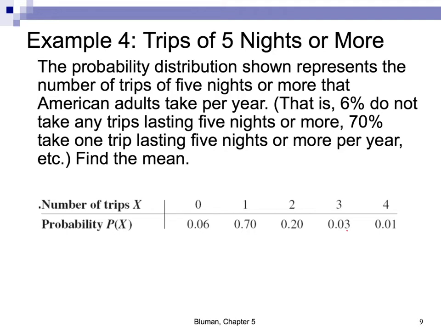So if I said find the mean, I would be finding the average number of trips, right? Because X is number of trips. Again, instead of doing this by hand, I would just put this stuff in list 1, this in list 2, and run your one variable stats. Otherwise, you can multiply each of these and add them up if you forgot your calculator. So you take 0 times 0.06, 1 times 0.7, 2 times 0.2, 3 times 0.03, and 4 times 0.01, and then add all those up.